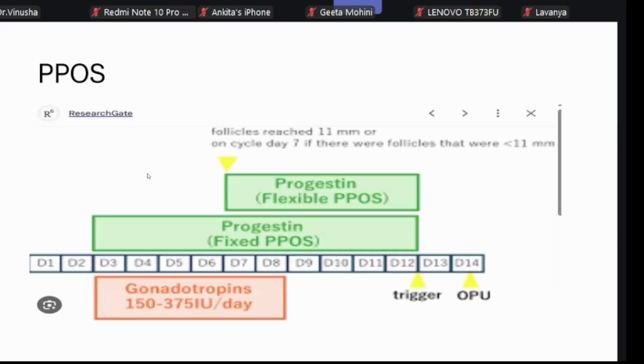And then we have the PPOS protocol, that is progesterone primed ovarian stimulation. In this protocol, what we do is on day 2 or day 3 of the cycle, in a routine manner, we start with the gonadotropins. Along with the gonadotropins, we give progesterones, either dydrogesterone or medroxyprogesterone acetate, 10 milligrams BD. We can start on day 2 or day 3 of the cycle along with the gonadotropins. So the main advantage with this is that the cetrorelix antagonist is very costly compared to progesterone. So one thing is the cost factor, and we can start progesterones even on day 2 or day 3 of the cycle, so that we'll be able to control LH surge in a better way.